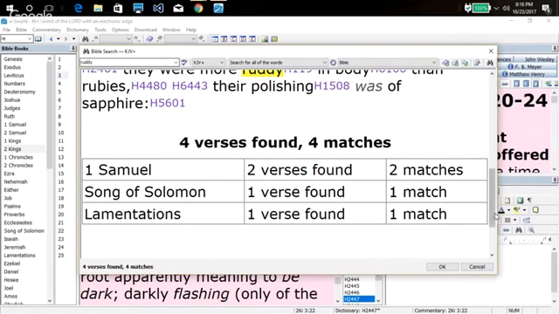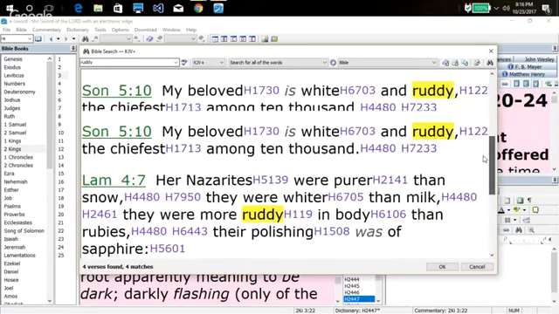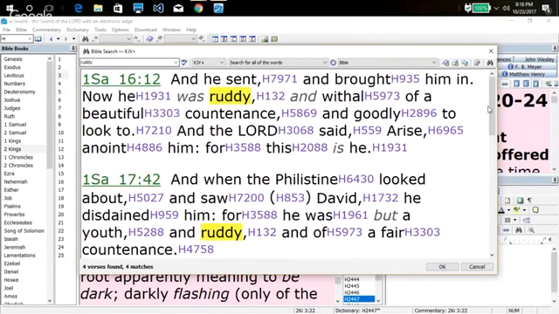All right. Now we're gonna read every last one of them, and we're gonna see what the differences are. All right. So it says, and he sent and brought him in. I'm reading the first one, 1 Samuel 16:12. And he sent and brought him in. Now he was ruddy and withal of a beautiful countenance and goodly to look to. And the Lord said, arise, anoint him, for this is he.